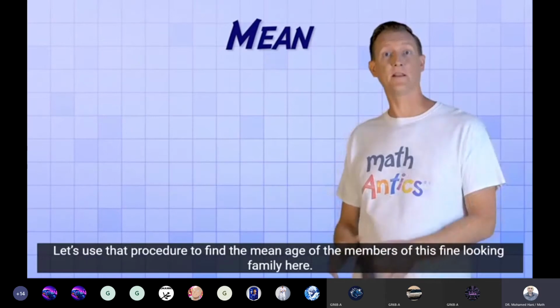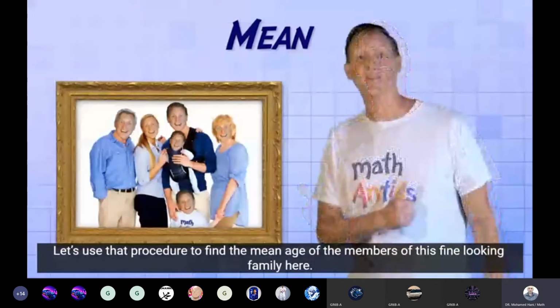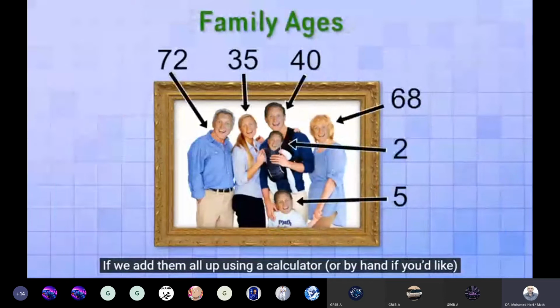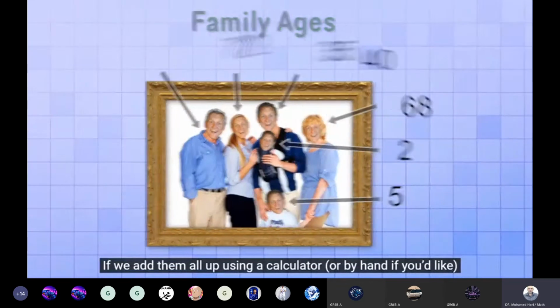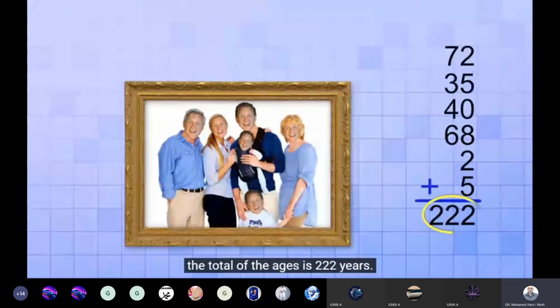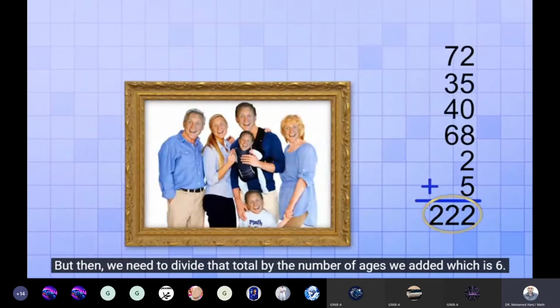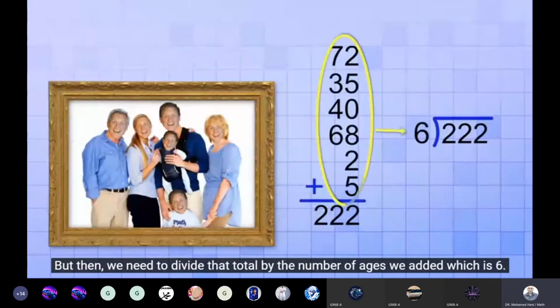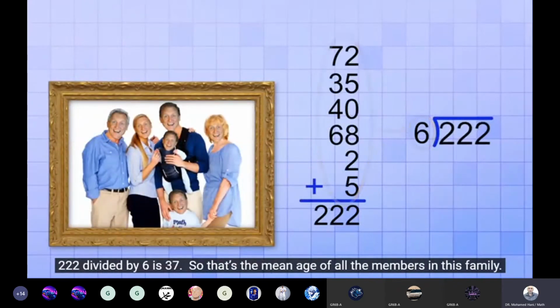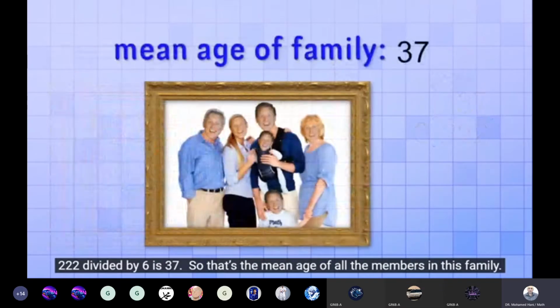Let's use that procedure to find the mean age of the members of this fine-looking family here. If we add them all up using a calculator, or by hand if you would like, the total of the ages is 222 years. But then we need to divide that total by the number of ages we added, which is 6. 222 divided by 6 is 37. So that's the mean age of all the members in this family.